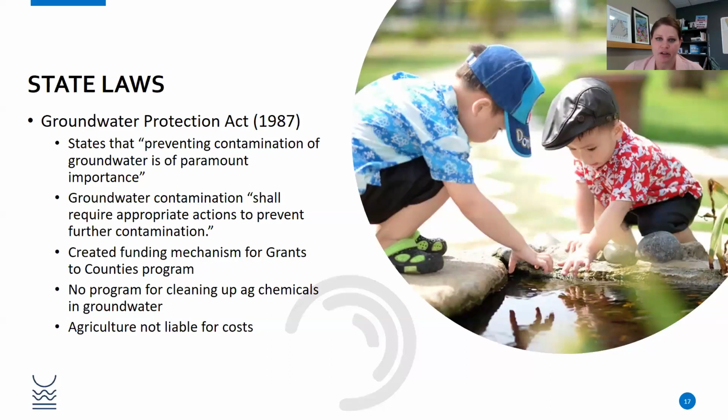This was a major piece of environmental legislation that passed in 1987 here in Iowa. And that law has a lot of really great language about the importance of groundwater and the importance of protecting it from contamination. It created the funding mechanism for the Grants to Counties program, which is really important. However, it really focused on municipal landfills and industrial waste and didn't really address the source of contamination that is most prevalent in our state, which is agricultural pollution. So it did not address agriculture and created an exemption for it.